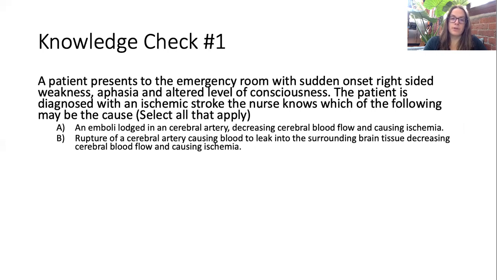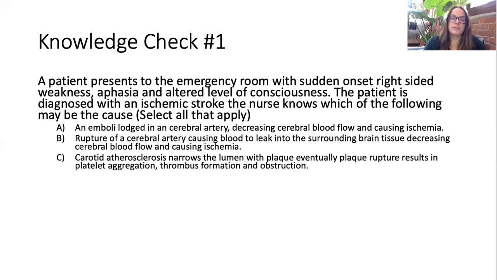Rupture of a cerebral artery, causing blood to leak into the surrounding brain tissue, decreasing cerebral blood flow and causing ischemia. Carotid atherosclerosis narrows the lumen of the plaque. Eventually, plaque ruptures, resulting in platelet aggregation, thrombus formation, and obstruction, or venous occlusion, decreasing cerebral blood flow, causing ischemia.